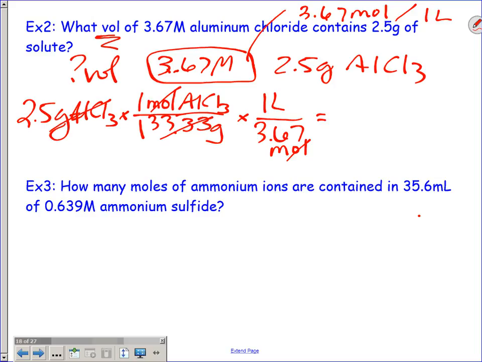How many sig figs should that be reported to? 2 sig figs. Okay. Next one. Can you keep it in liters, or do you have to change it? If I ask more specifically, it would be specific, but I'm just going with liters for now. Okay. How many moles of ammonium ions are in this many milliliters of this molarity ammonium sulfide? This one's got one extra step that we haven't had to consider yet.